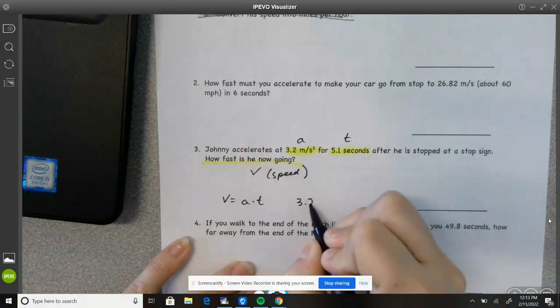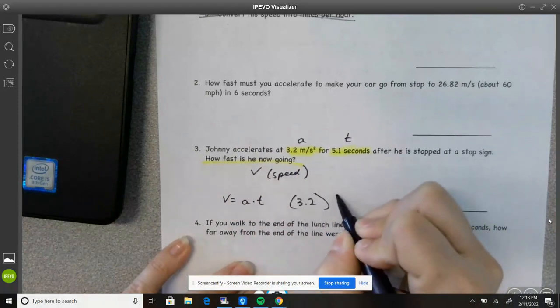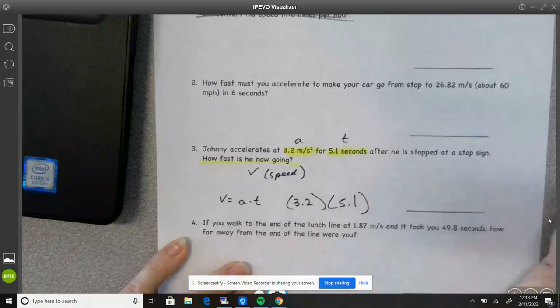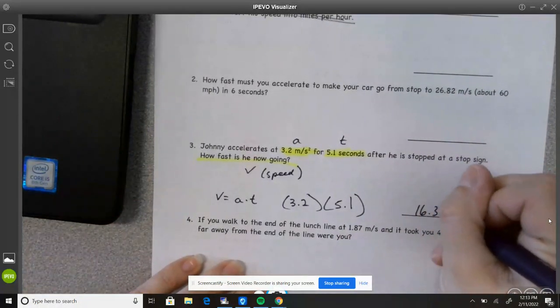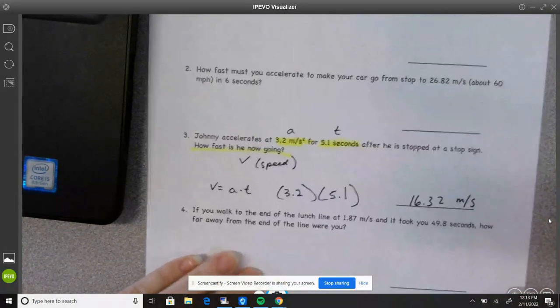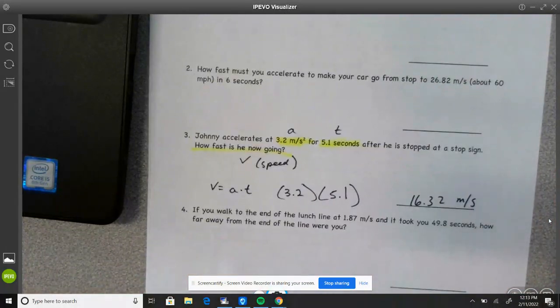So that's why we have 3.2 times 5.1. And then that should give us our 16.32 meters per second. You got to have a calculator. You can't just pull these out of your head. So make sure that if you need help with finding a calculator online, let me know, and I can definitely send you a link to help you out.